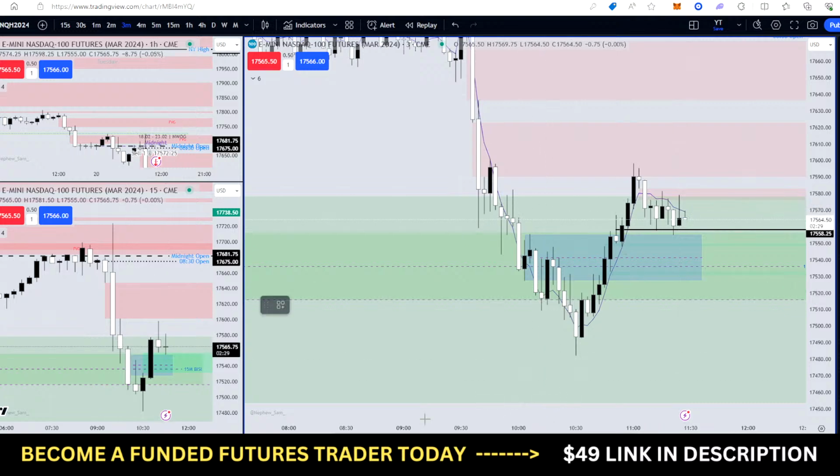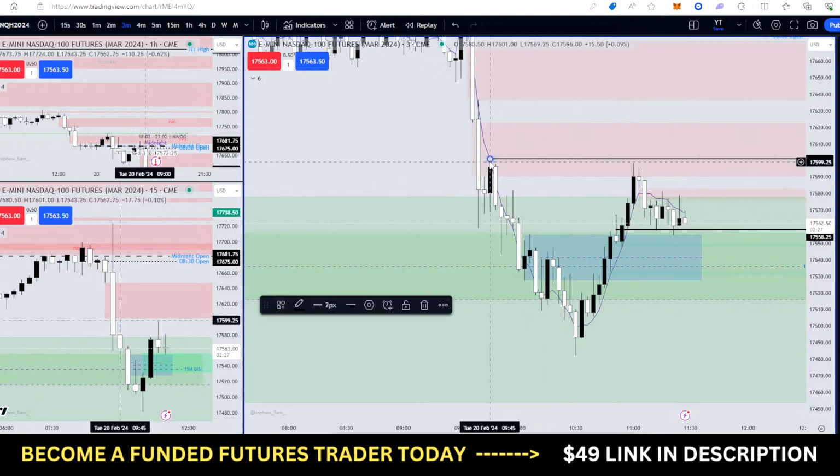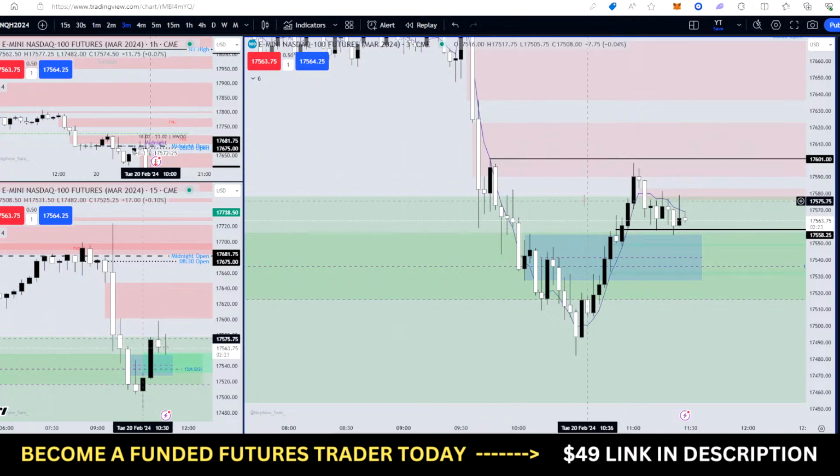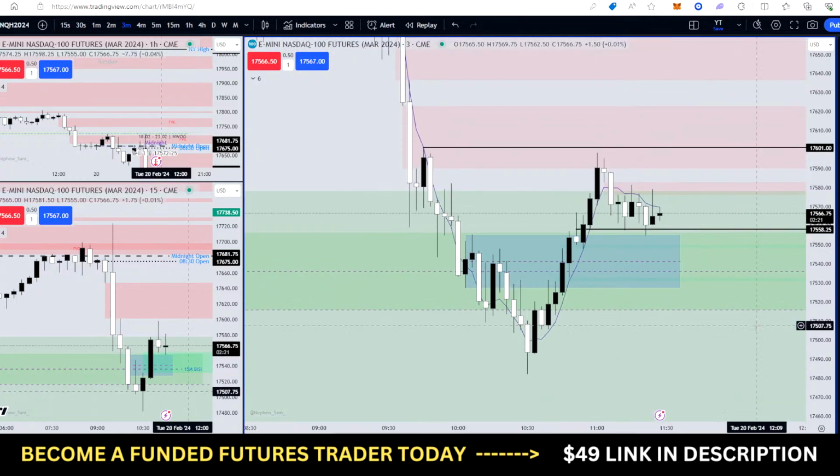All right, so my TP that didn't hit earlier, we now have relative equal highs. Make it easier for price to go and get that level later, whether it be in the next half hour or during lunch or this afternoon.